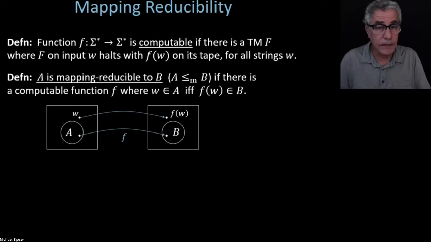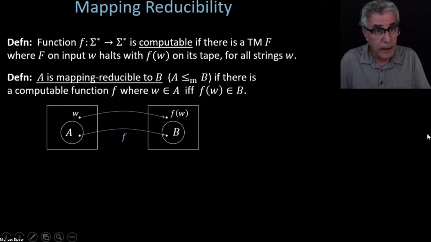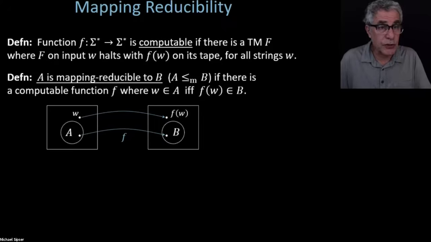Somebody's asking a couple of questions here. Not necessarily one-to-one, no. The function doesn't have to be one-to-one. There could be multiple things that map to the same point. And is there any restriction on the alphabet? No.